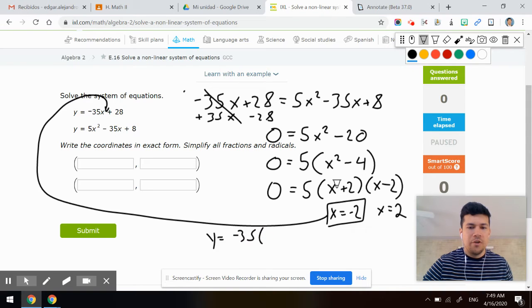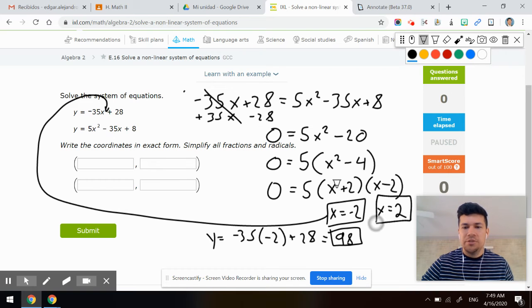When I substitute it into the first one, I get y equals negative 35, I'm evaluating, times negative 2 plus 28. So negative 35 times negative 2 gives me 70, and 70 plus 28 gives me 98. So now I have found the corresponding y value for my first evaluation.